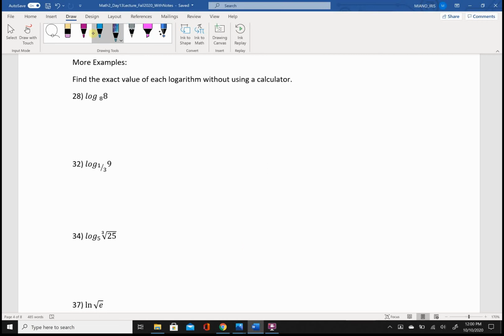Okay, so again, my first step is to set this equal to x. Let me just make a straight line here, equal to x. Okay, and then if this is a logarithmic equation, then I'm going to go ahead and convert it into an exponential. So the base is the base, 8 is the base, that's this little number here. The log is equal to the exponent, and the exponential is equal to the argument, which is also an 8.